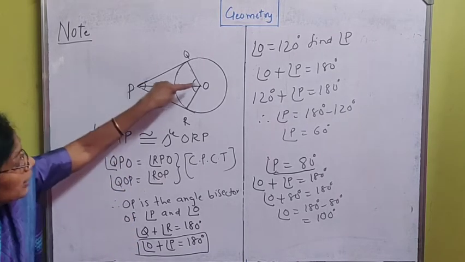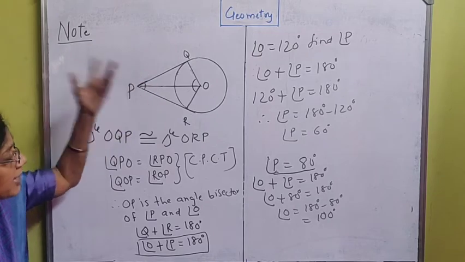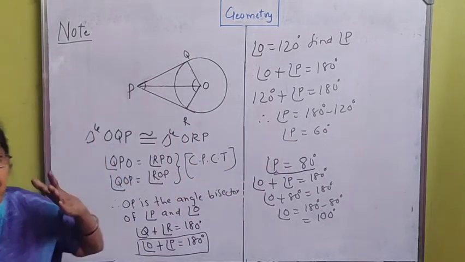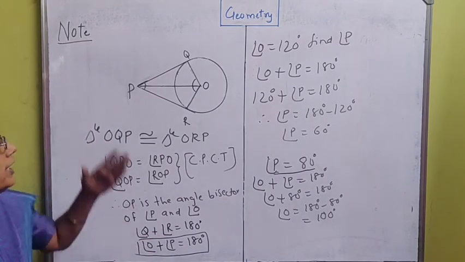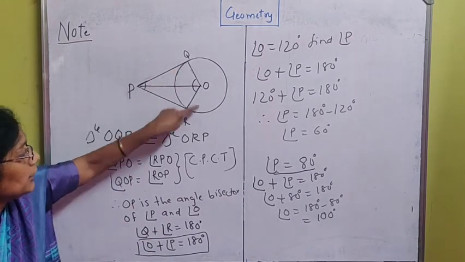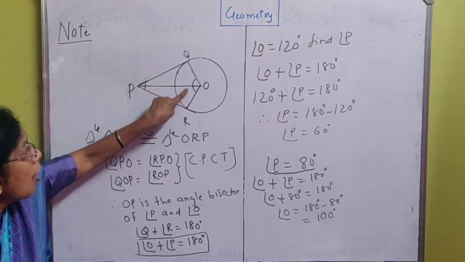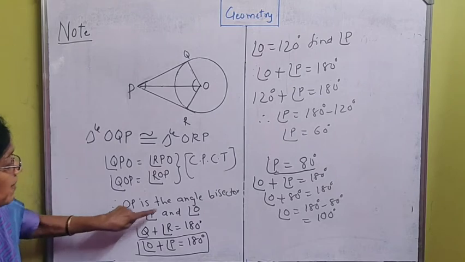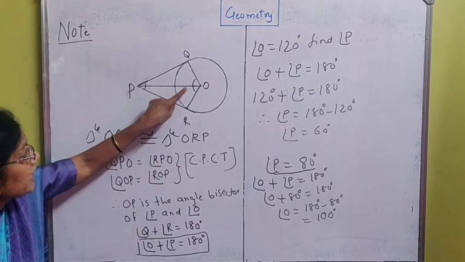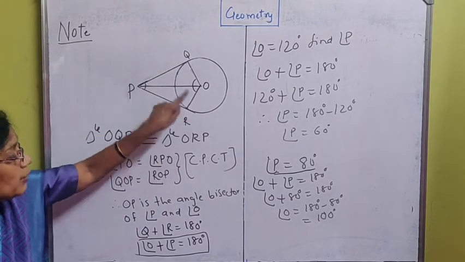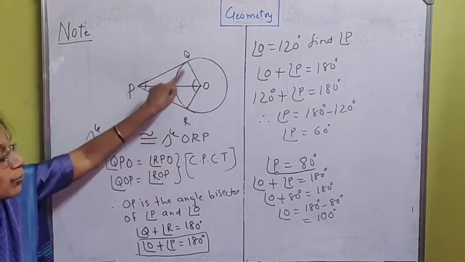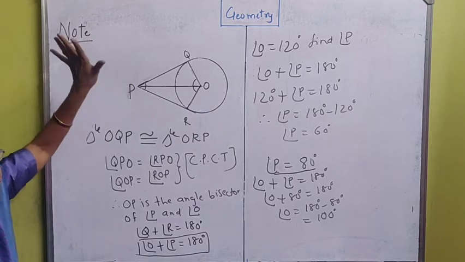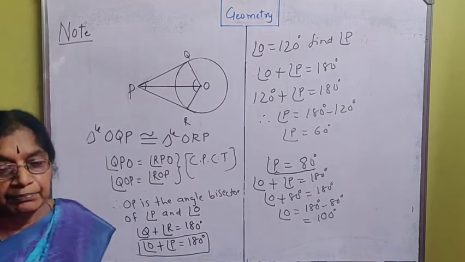So angle QPO and angle RPO will become how much? Half of angle P. What is angle P given? 80. Half of angle P is how much? 80 by 2, it will become 40. If angle QOR is 100 degrees, how much will be angle QOP and how much will be angle ROP? Again same, angle bisector. So each angle will be angle O by 2, angle O is 100, 100 by 2, which will become 50 degrees. So this is what we can get, very important note, useful for calculating the sum.